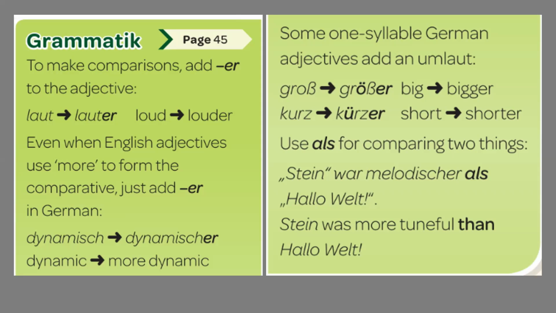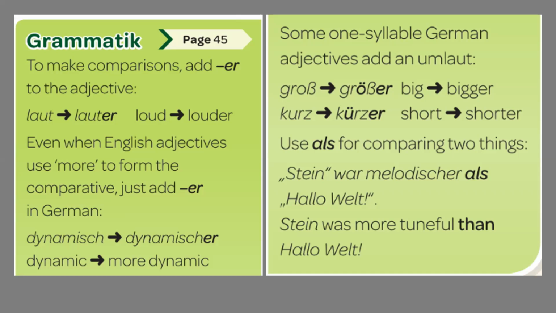The next thing to note is that some adjectives, when you make them into a comparison, get an umlaut on the vowel. For instance, groß, größer, kurz, kürzer, alt, älter. So these sometimes change. You must look out for an umlaut, and you just need to learn what happens with those. Some of them do, some don't. You just need to feel for those and learn them as you go.